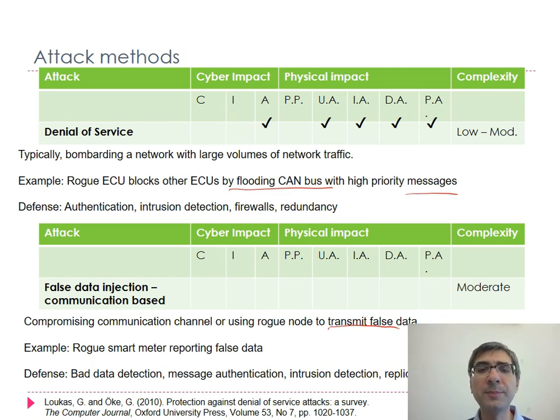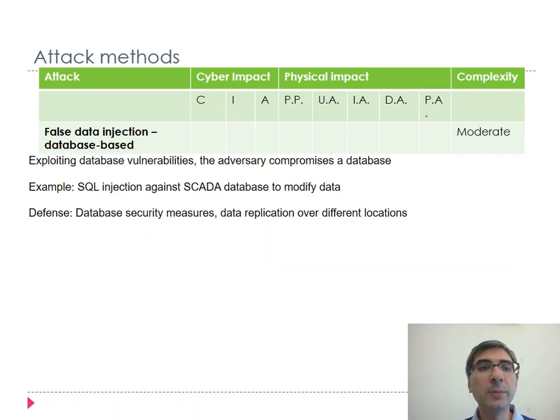So this is the communication-based, when it is based on the network communication between, let's say, the sensor and the control unit. Or it can be based on the database. So it's not the communication, it's not when the information is communicated, but where the information is stored. So it's the database that is affected. Again, it's about the integrity of the data. This can happen, for example, for the SCADA database, where someone might get into it and then modify the data through the access that they have in the database.